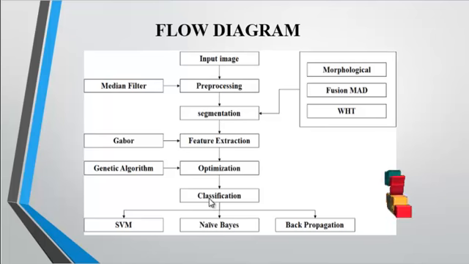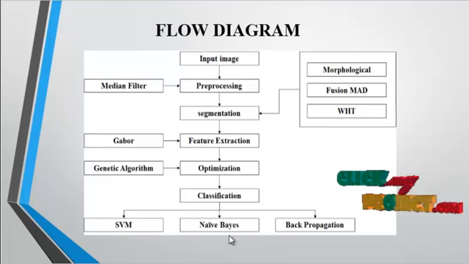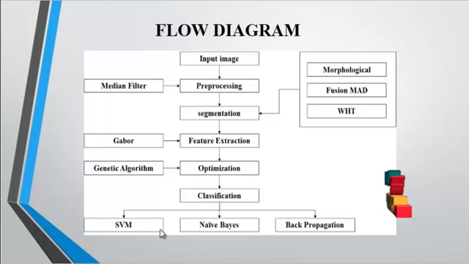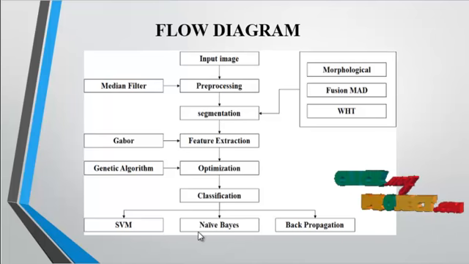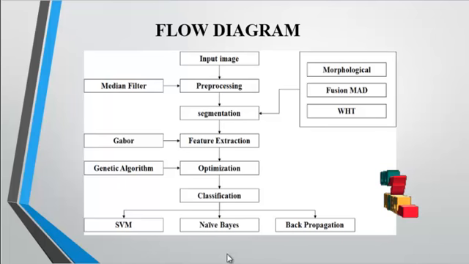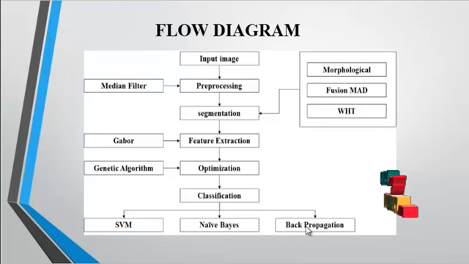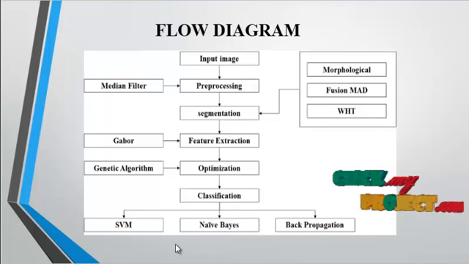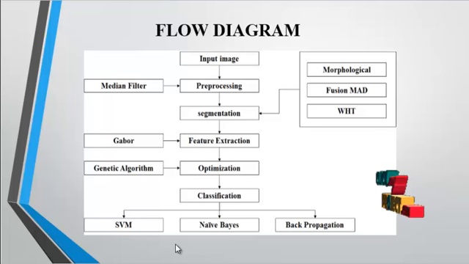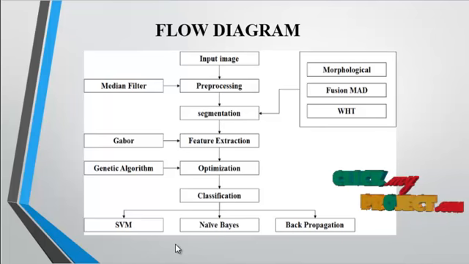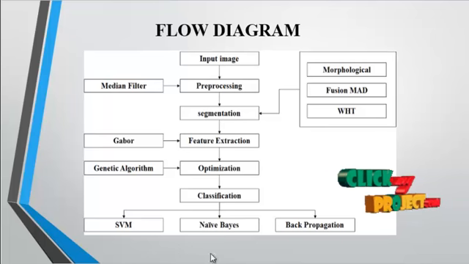After the classification process, we use three main classifiers. The first one is the SVM classifier, then naive Bayes classifier, then the back propagation. The feature values are classified by these three classifiers only. After the classification, the result is shown in text format, and the performance evaluations are also done for the accuracy, sensitivity and specificity.